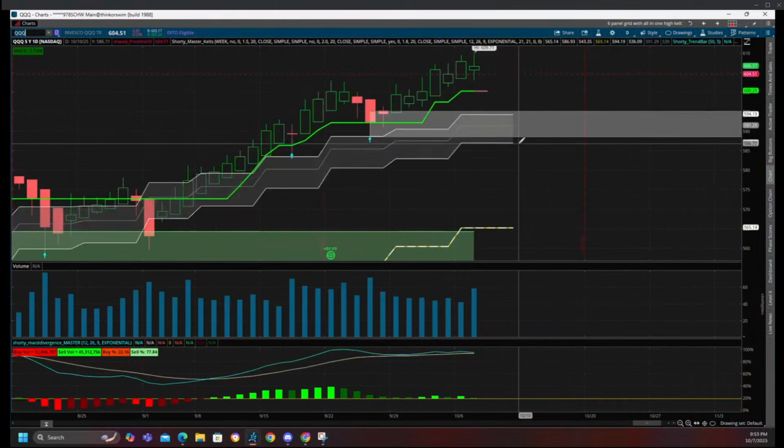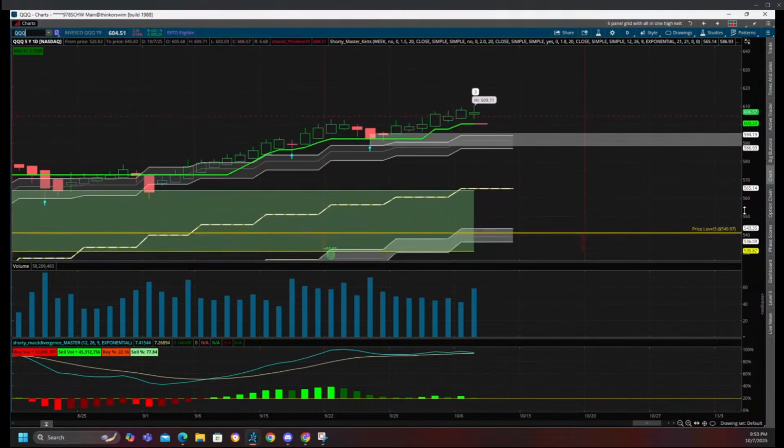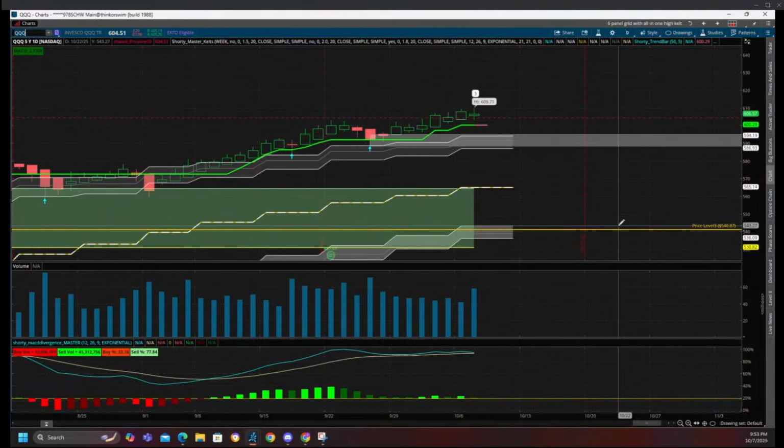And same thing, compression. So losing the 586, which is not too far away, will open up the doors for a decent drop all the way to about 543.